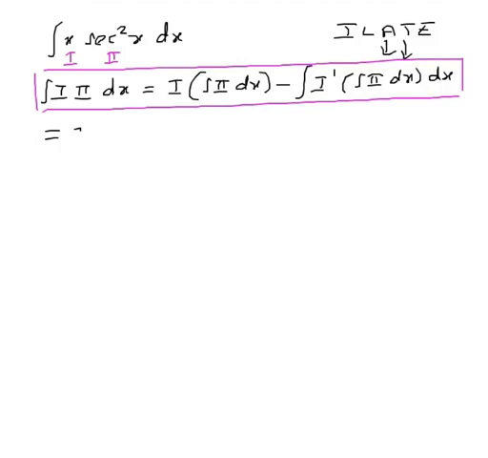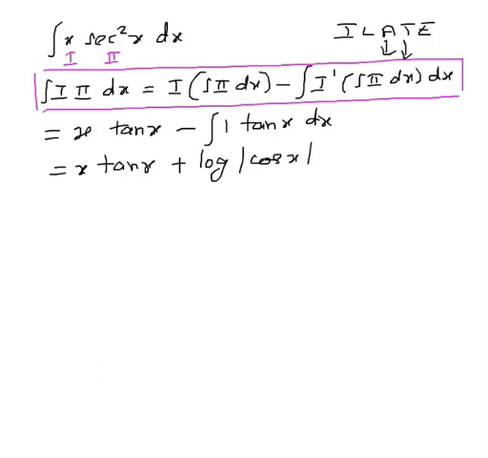Let us use this formula. First function is x and the second function, integral of secant square is tan x. We have direct formula for this. Minus integral differential of x is 1 and integral of secant square is tan x dx. X tan x minus integral of tan x has two formulae, log of absolute value of secant x or minus log of absolute value of cos x. So minus and minus is plus log of absolute value of cos x plus c.